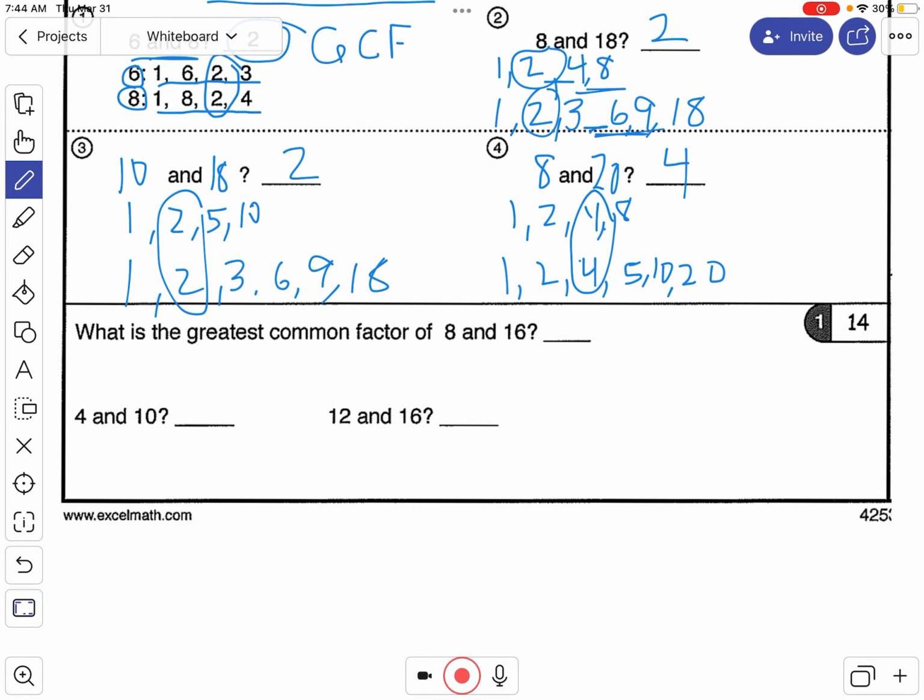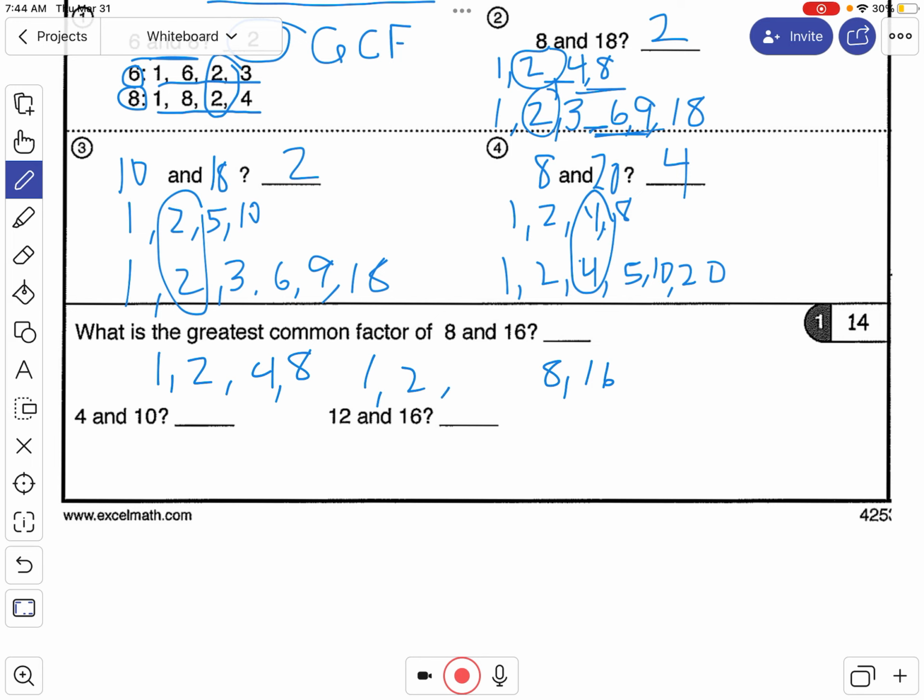What is the greatest common factor of 8 and 16? So you have to do for 8, 1 and 8. Always show this. You have to show your work on these here. 2 and 4. 16, you have 1, 16, 2 and 8.